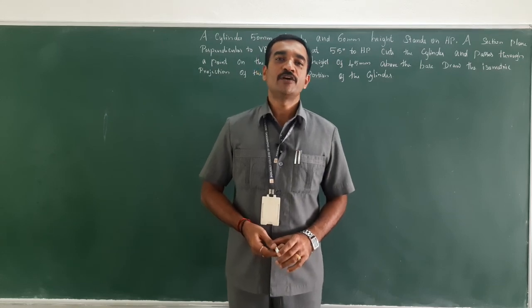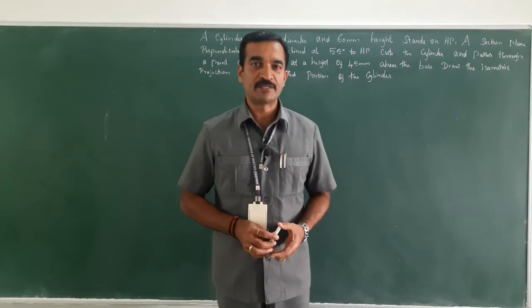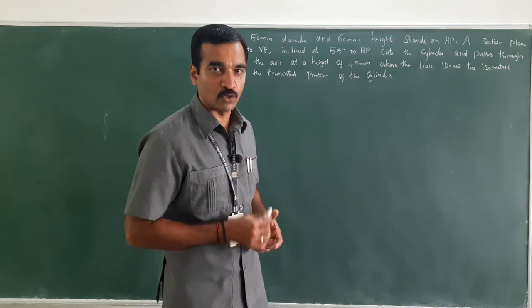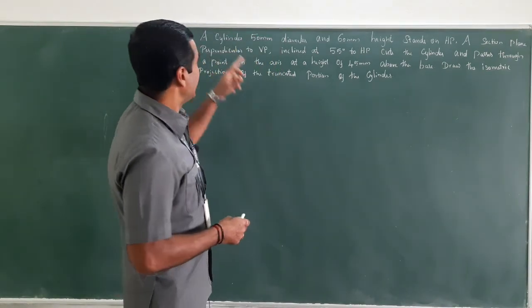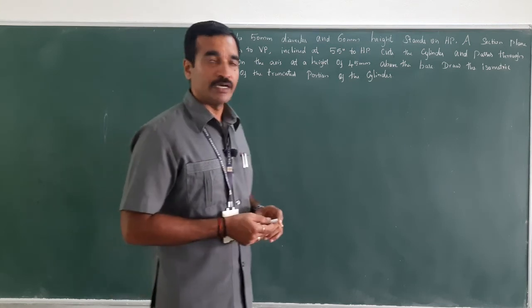Very good morning students. For this lecturing video session, I am going to solve a problem from isometric projection, which is the second chapter of unit 5. So let me just read out the question and make you understand what has been asked and what needs to be drawn. A cylinder of 50 mm diameter and 60 mm height stands on HP.